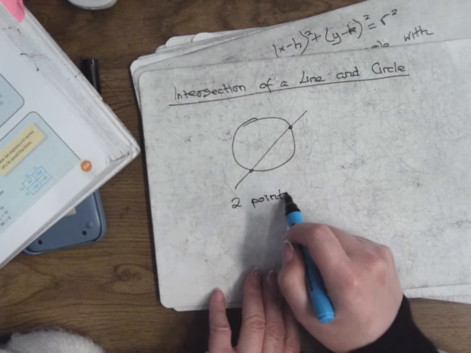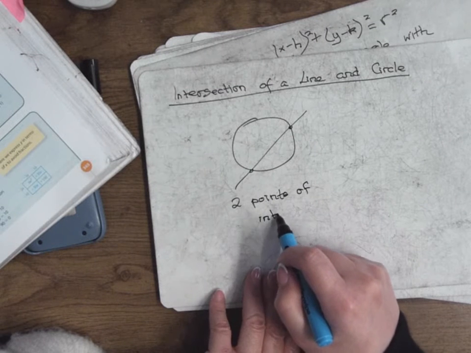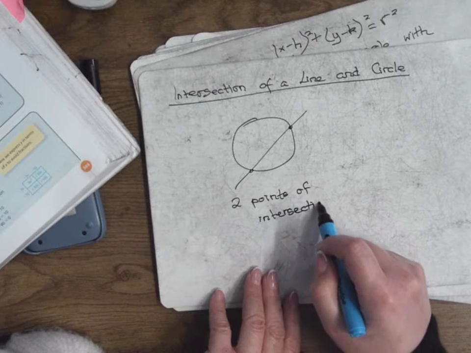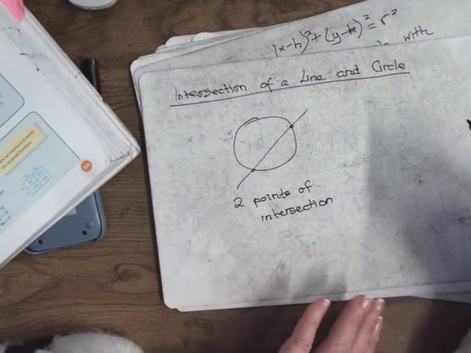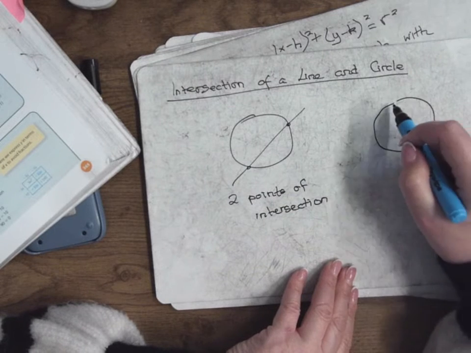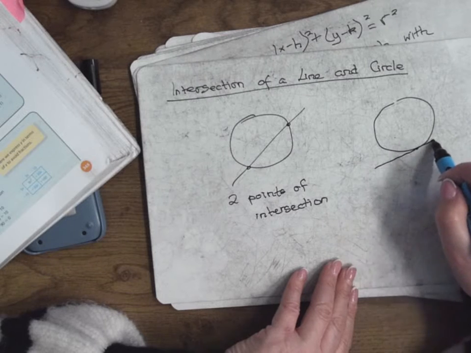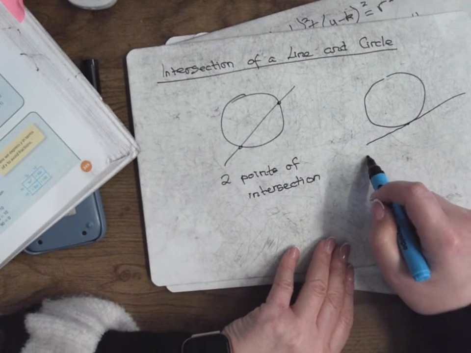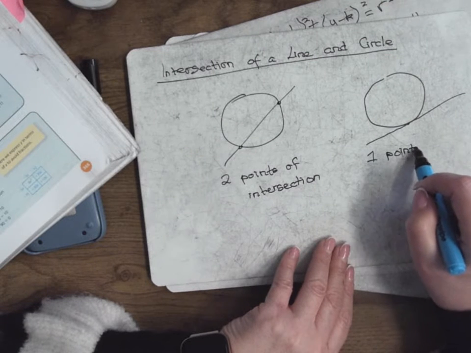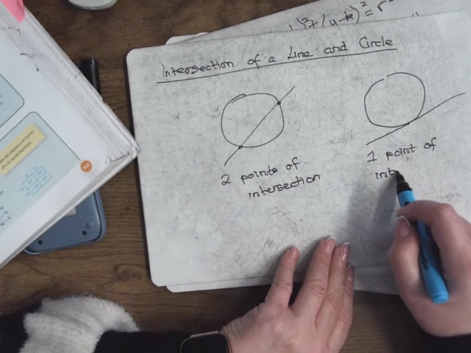Or sometimes you may only get one answer. If the line goes across the circle like that, there's 2 points of intersection. Sometimes we only get one answer, because the line might just tip off the edge of the circle like that. So in this case, there's one point of intersection. And that's a special type of line. Does anyone remember what we call it?